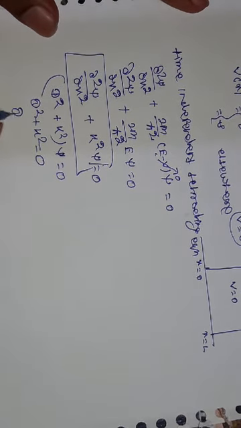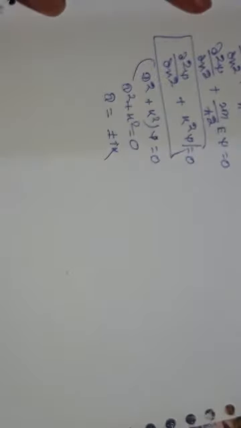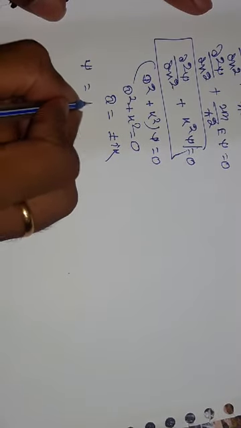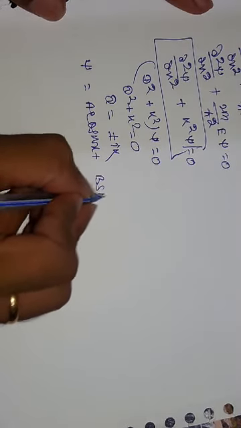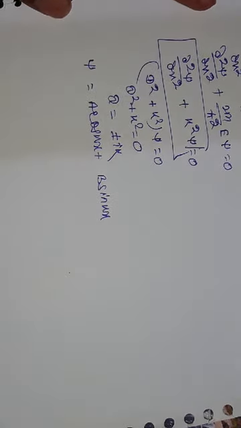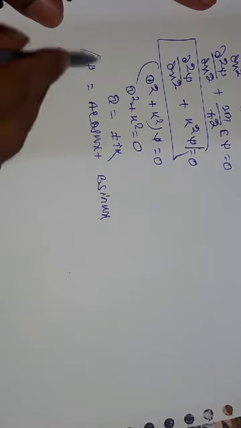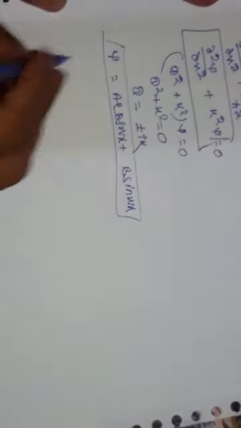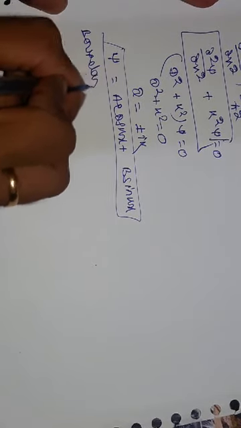So D is equal to plus or minus ik, and we see that the roots are complex, so the solution becomes psi is equal to A cos kx plus B sin kx. This is the wave function of that particle. Then we apply the boundary conditions of the particle.